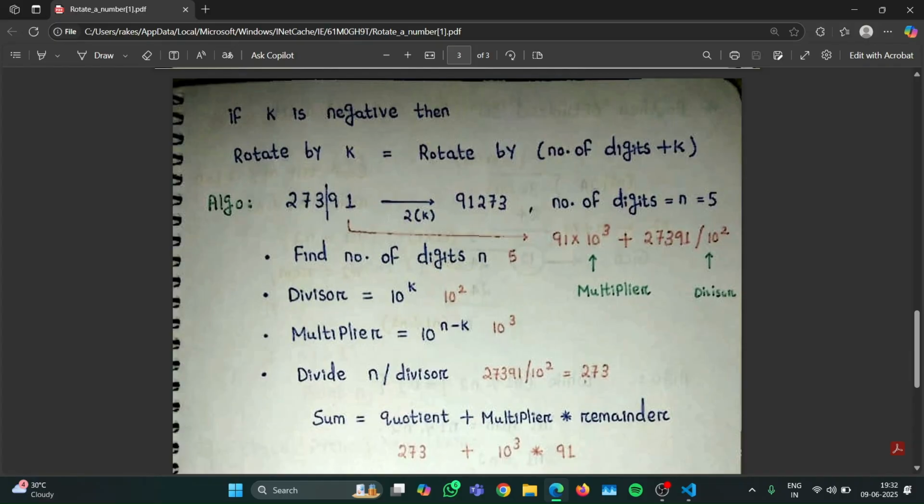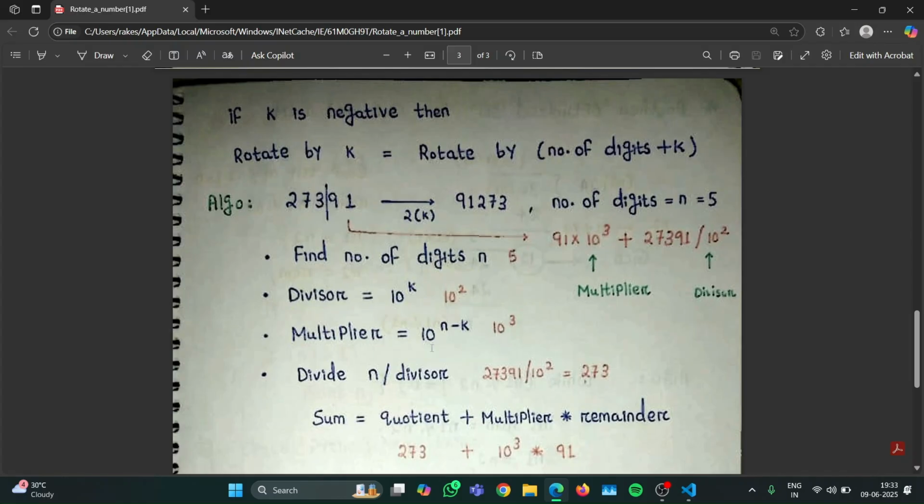Getting my point? Similarly, we have to multiply this 91 with a multiplier so that its value gets increased and it becomes an increased number. Because if we try to move this 91 to the front, that means our number is going to increase from 27391 to 91273. It's going to increase. So what is our multiplier? Our multiplier is nothing but 10 to the power n minus k, number of digits minus number of rotations.